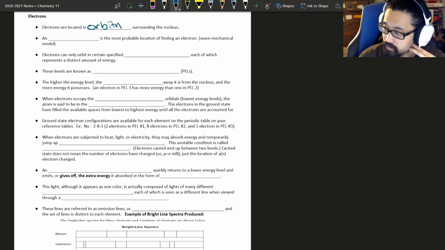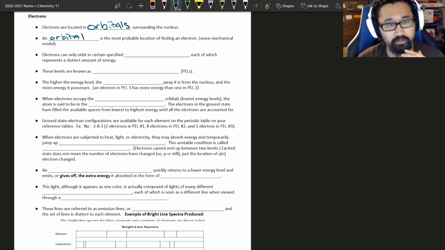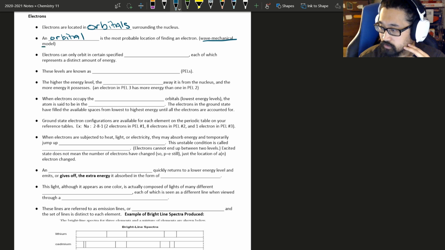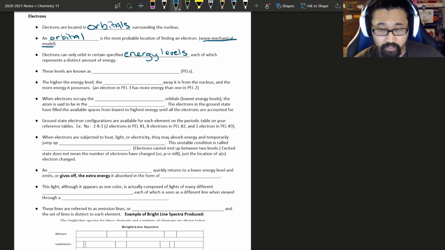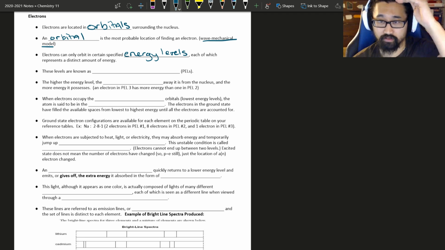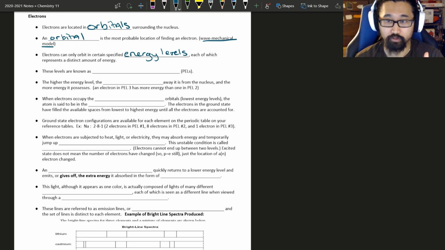Electrons are located in orbitals that surround the nucleus, and the specific definition for an orbital is the most probable or the most likely location that you'll find an electron. That's according to our wave mechanical model, which we talked about earlier in the year. Now, a bit of new stuff coming up: electrons can only orbit in certain specified energy levels, each of which represents a distinct amount of energy. So they can be in the first, or the second, or the third. You can't be in between levels, kind of like a staircase or a building. You have to be on a level. You can't be in between.